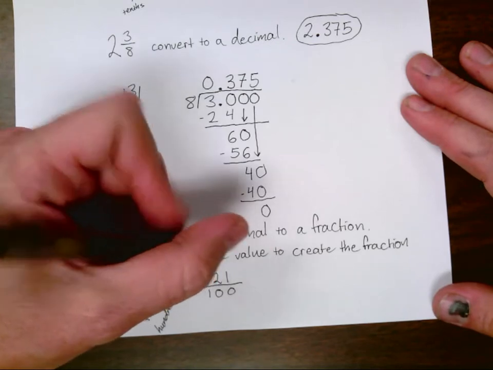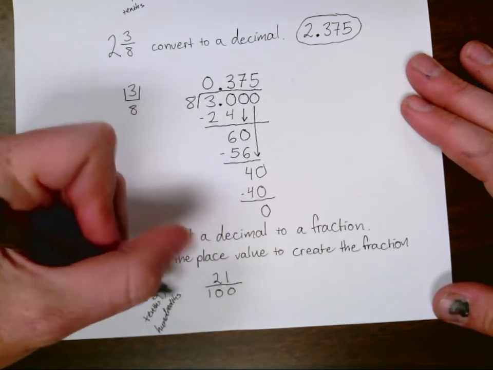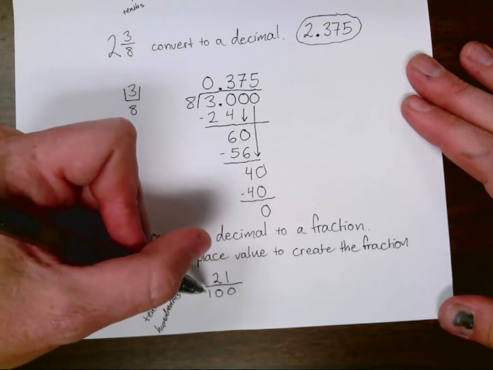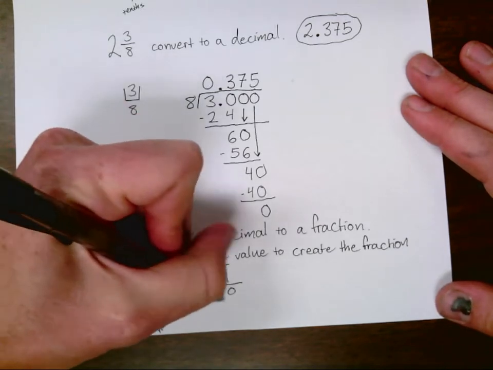And that's how I make my decimal into a fraction. If possible, I would simplify, but in this case, I don't think 21 and 100 can be divided by any of the same things, so I'm going to leave my answer as it is.